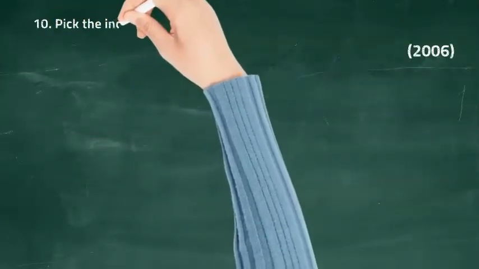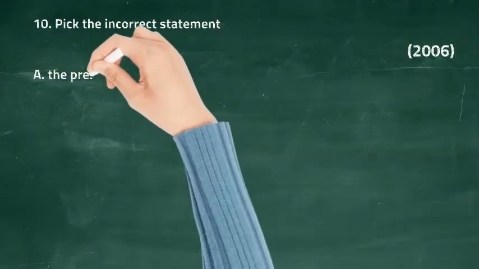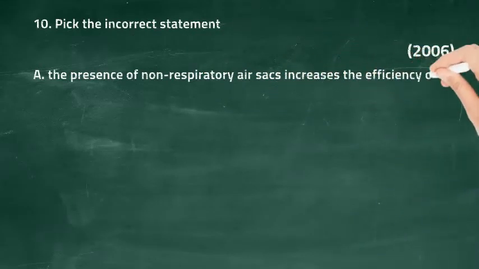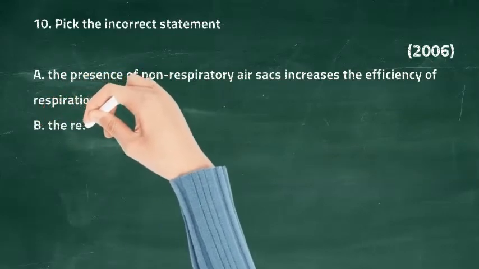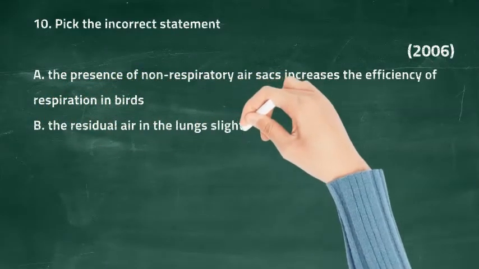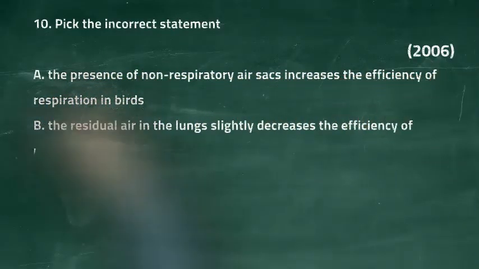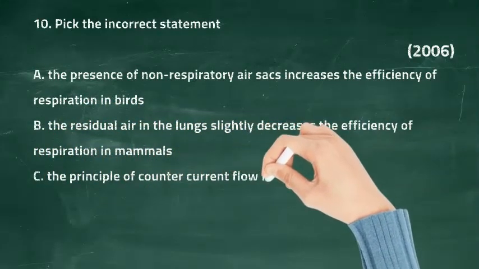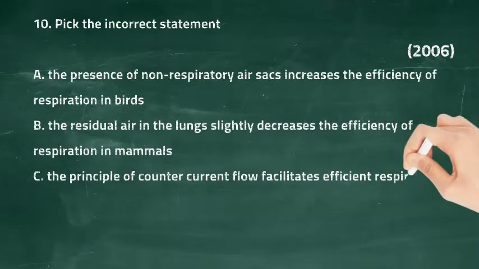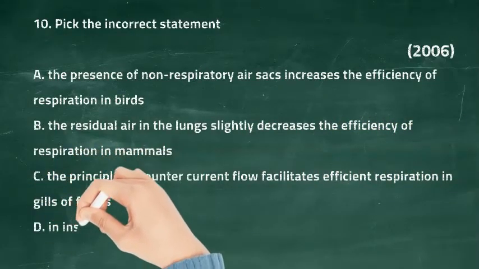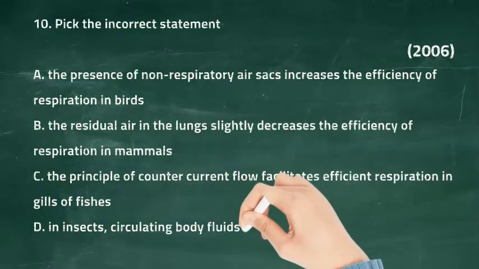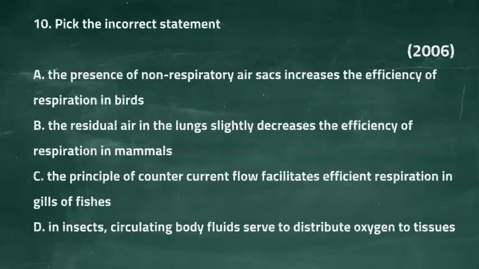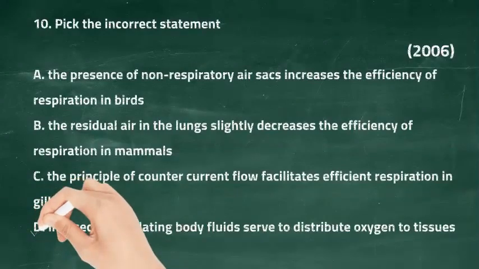The last question for this lecture is: pick the incorrect statement. Option A is the presence of non-respiratory air sacs increases the efficiency of respiration in birds. Option B is the residual air in the lungs slightly decreases the efficiency of respiration in mammals. Option C is the principle of counter current flow facilitates efficient respiration in gills of fishes. And option D, in insects, circulating body fluids serve to distribute oxygen to tissues. The right answer is option D, in insects circulating body fluids serve to distribute oxygen to tissues.